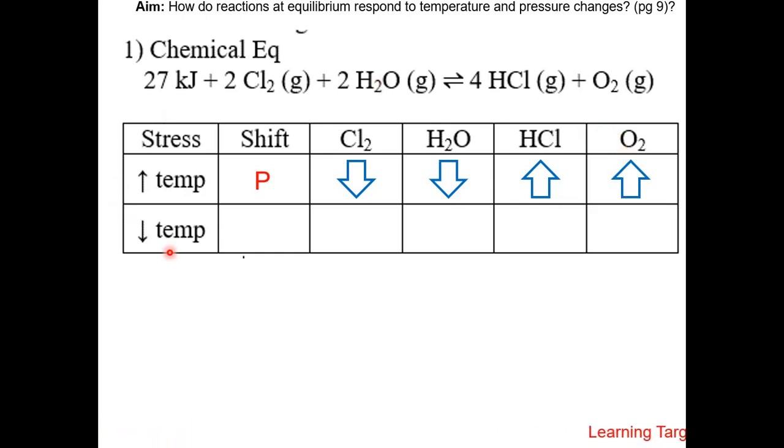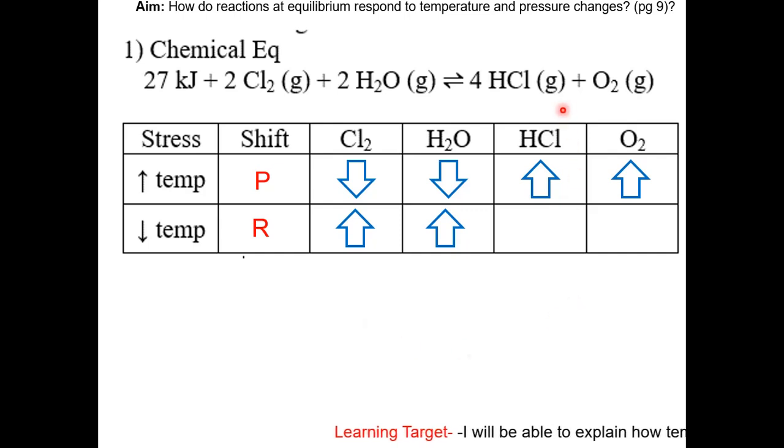When the temperature decreases, energy is being removed. Since energy is being removed, it will shift to the same side, which is the reactants. Since chlorine and water are on the reactant side, they will increase. HCl and O2 are on the product side, therefore they will decrease.